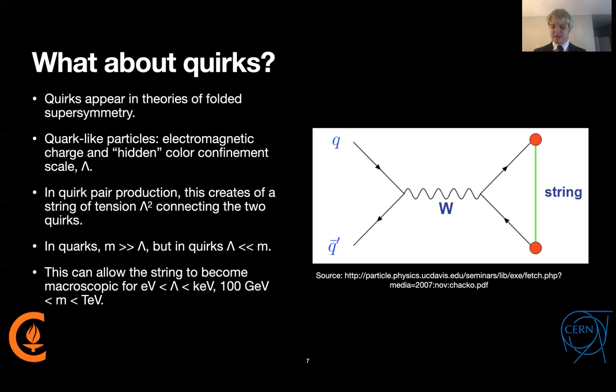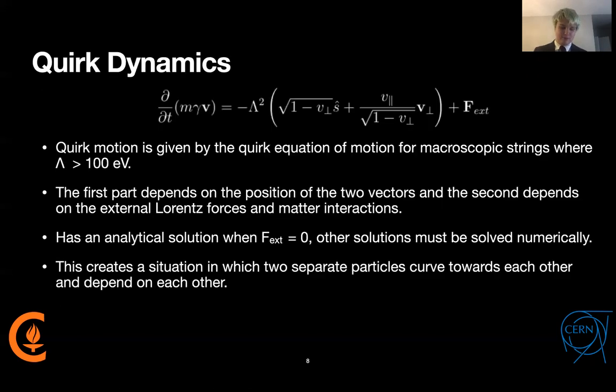In quirk pair production, the two quirks are connected by a string of tension lambda squared. This means that when lambda is much, much less than the mass of the quirk, the energy of the particle outpowers the energy of the string, and the string becomes macroscopic. This is interesting and is not normal.